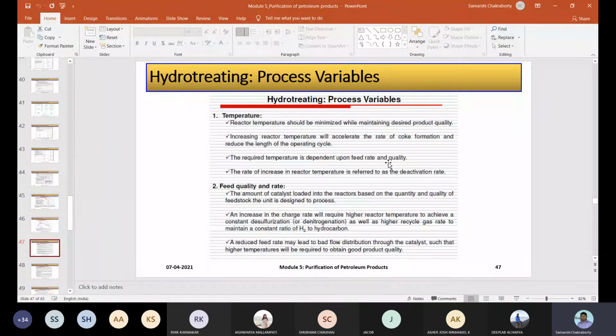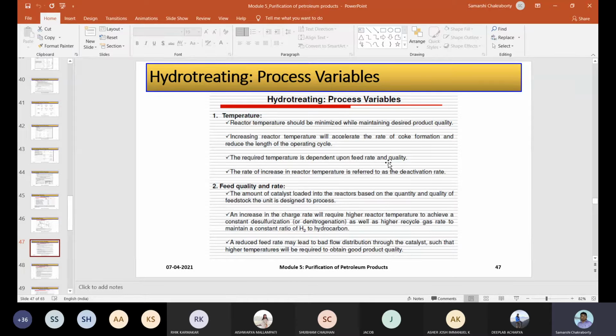The amount of catalyst loaded into your reactor is based on the quantity and the quality of the feedstock the unit is designed to process. An increase in the charge rate will require a higher reactor temperature to achieve constant desulfurization or denitrogenation, as well as a higher recycle gas rate to maintain a constant ratio of H2 to hydrocarbon. So you can pretty much understand the importance of maintaining your hydrogen to hydrocarbon ratio. Depending on the product quality and feed quality, it would vary.